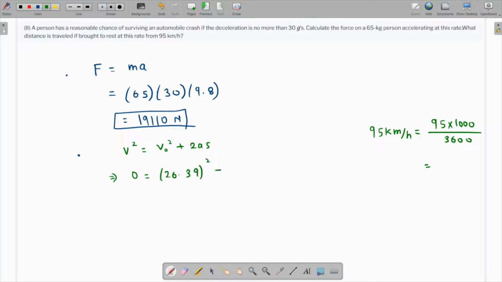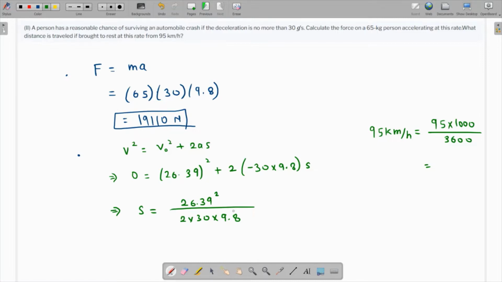26.39 up to 2 decimal places plus 2a. A is 30 g, but that's negative because it is decelerating. So 30 times 9.8 times s is something which we need to find. So if we rearrange this, then s can be written as 26.39 squared over 2 times 30 times 9.8.